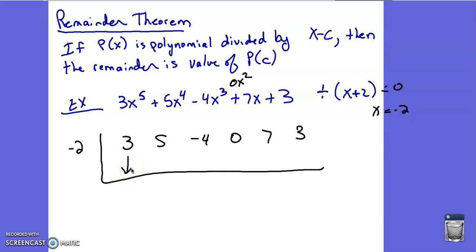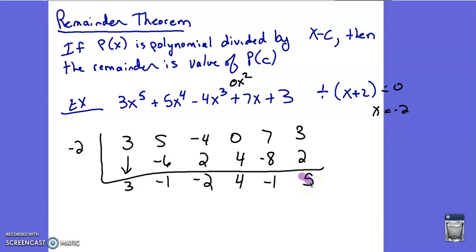So here, if I divide by this, bring down the 3, and then again, I want you to bring that down, multiply, add until the end. So that's going to give me -6, add, that's going to give me -1, 2, -2 times -2 is +4, 0 plus 4 is 4, -2 times 4 is -8, -8 plus 7 is -1, -2 times -1 is 2, and I end up with a remainder of 5. This means the remainder is 5, so let me highlight that.